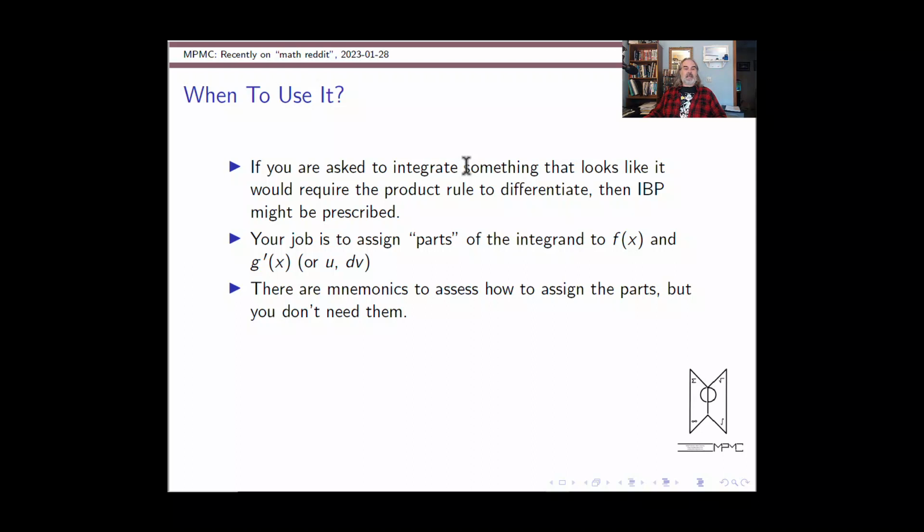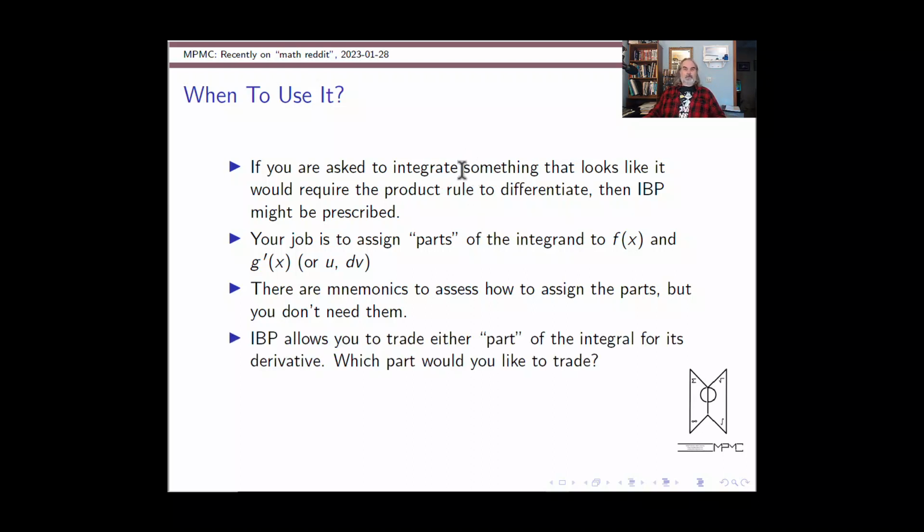Okay, there are mnemonics out there to tell you which parts are generally good to look at to be, say, g or u or f, whatever language you're using. But I'm going to argue that you don't really need any of these mnemonics. One of them is ILATE, the inverses, logarithms, algebraic, trig, exponentials, things like that. You kind of comb through those functions until you come across one, and then you make your assignments accordingly. I'm going to tell you a more loosey-goosey way to think about it.